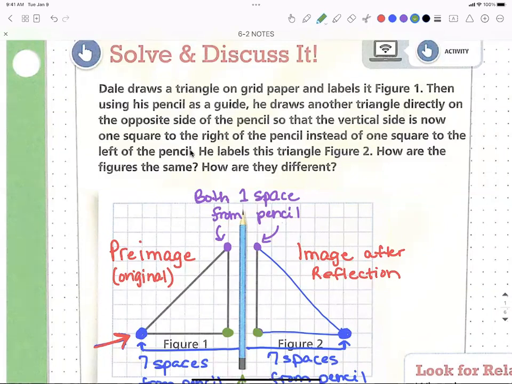7 spots from the reflection line, 7 spots from the reflection line. Same thing with point B. Point B is the closest to the reflection line, so when you reflect it, it's 1 spot away. It's still closer than A, right? It's different because when you were translating, if the lower left corner was A, the lower left corner was always going to be A. If the upper one was C, it's always going to be C. With this, your points are not going to be exact like they were yesterday. They're going to be exact opposite, okay? And they're going to flip.